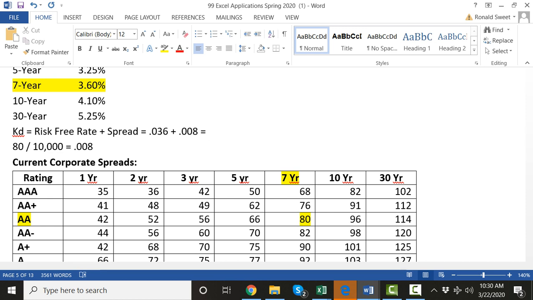So make sure on the basis points you know how to do that division. So plus 80 divided by 10,000 gives you 0.008. You take 0.036 plus 0.008 and you get 0.044 or 4.4%. All right, so that's good practice. If you know basis points, it's very important, especially if you're a finance major, because you will discover once you get out into business, bond investors don't talk interest rates, they talk spreads.